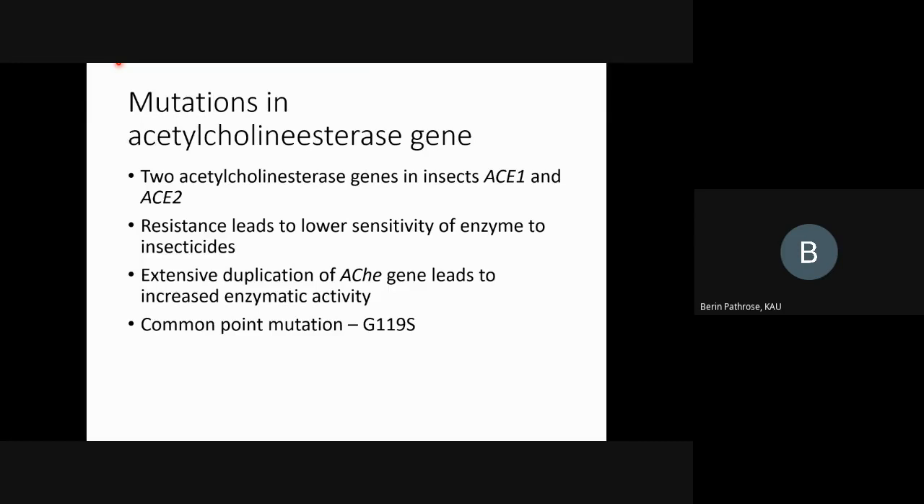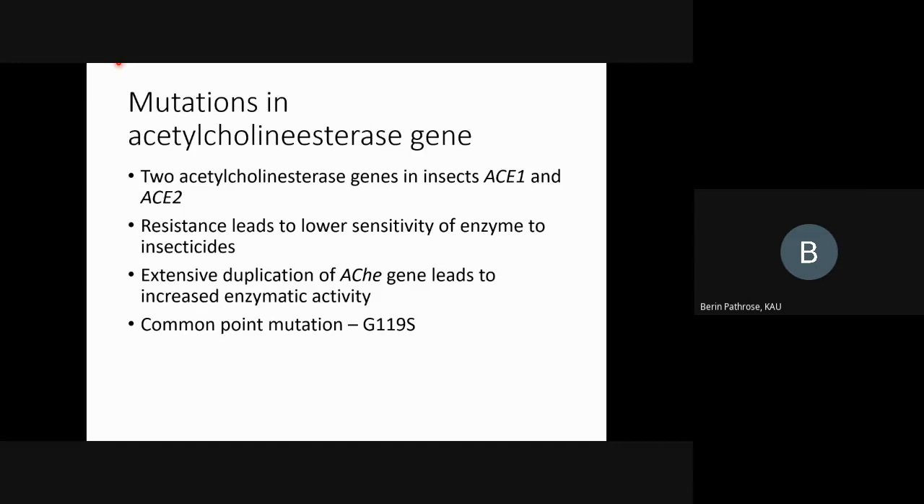So organophosphates and carbamates have to bind to the acetylcholinesterase enzyme to inhibit its activity. But when a slight mutation occurs in this enzyme, the insecticide won't be able to bind to it, but the enzyme will still be able to interact with acetylcholine. So that acetylcholine can be broken down into acetic acid and choline.